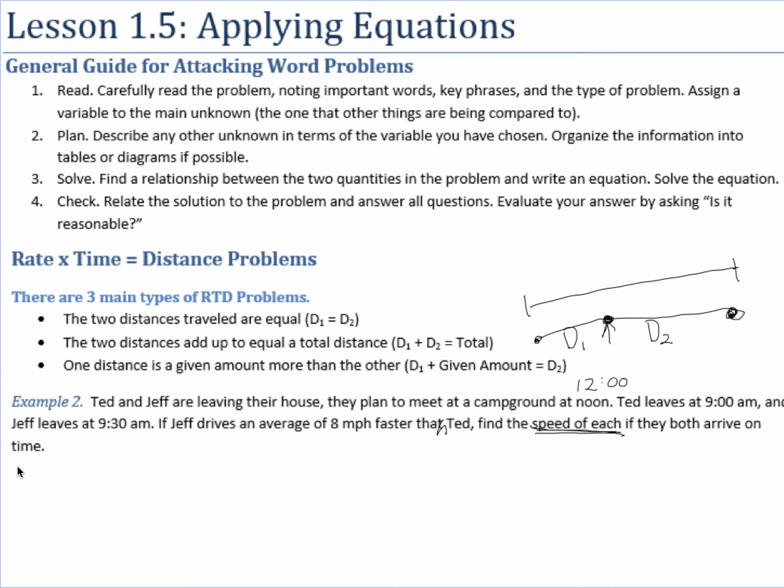So let's let R equal Ted's speed, or rate. So we did that. And now let's come down to the next part. Plan. Describe any other unknown in terms of the variable you've chosen. Well, if R is Ted's rate, Jeff drives an average of 8 miles per hour faster than Ted. So what is Jeff's rate going to be?